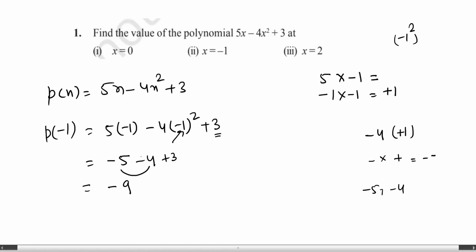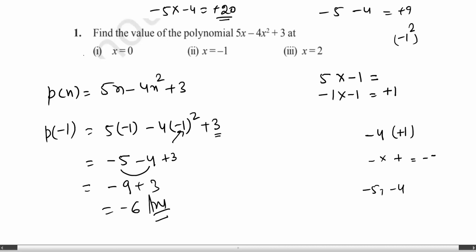Now this time don't think, Rima, that if you add -5 and -4 you will get plus 9. No, in addition the minus sign will remain the same. But in multiplication, minus multiplied by -4, you will get plus 20. So when minus is multiplied with minus, it gives plus, but when minus is added to minus, it gives you minus only. So minus 9 plus 3, you will get minus 6. Got it? Now do this by using this value. Okay, sir.